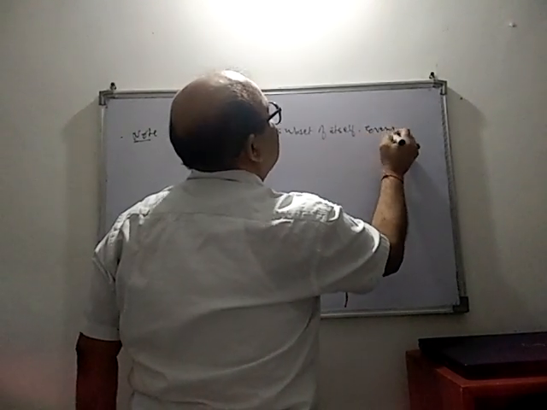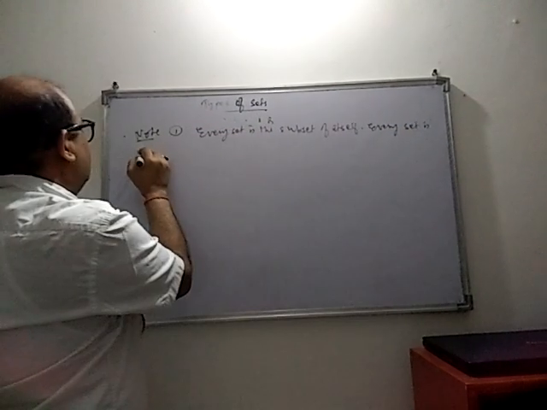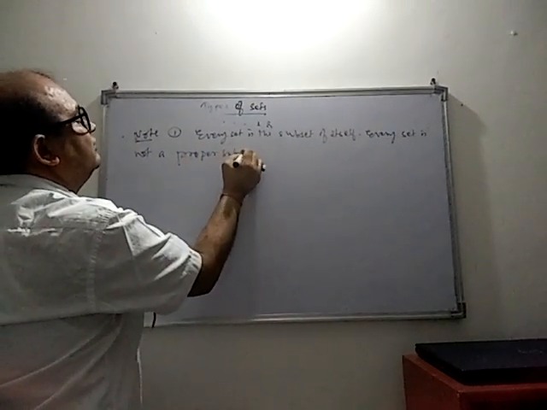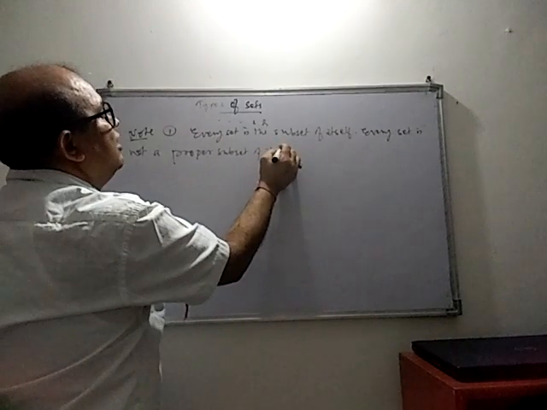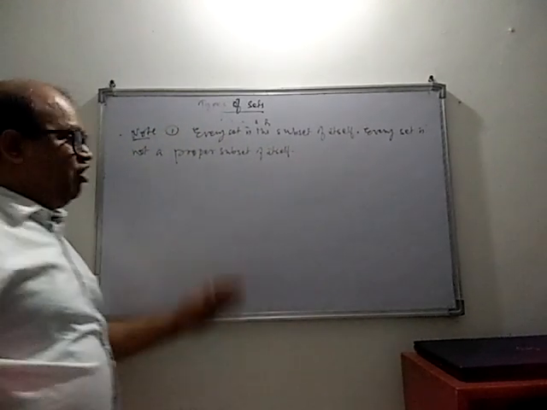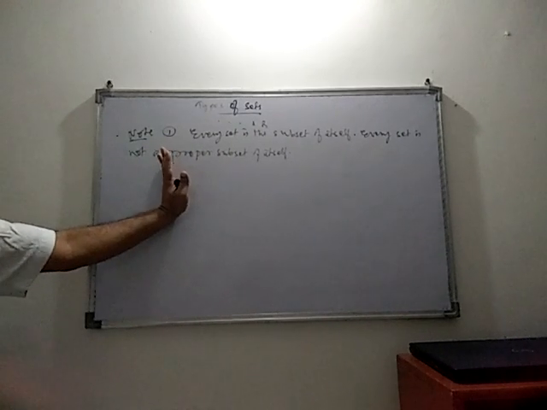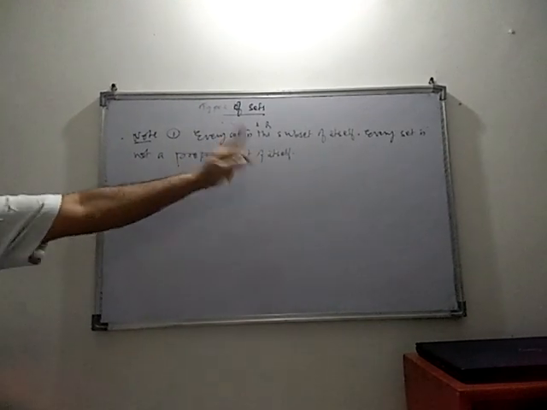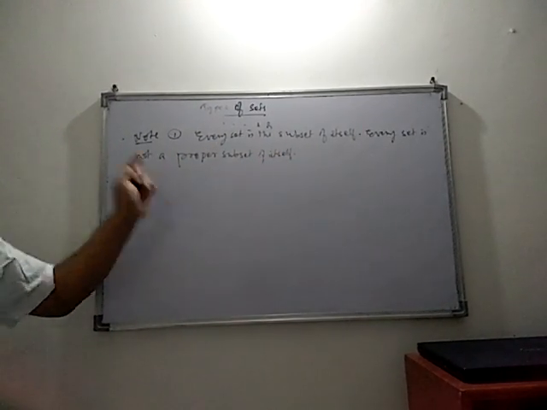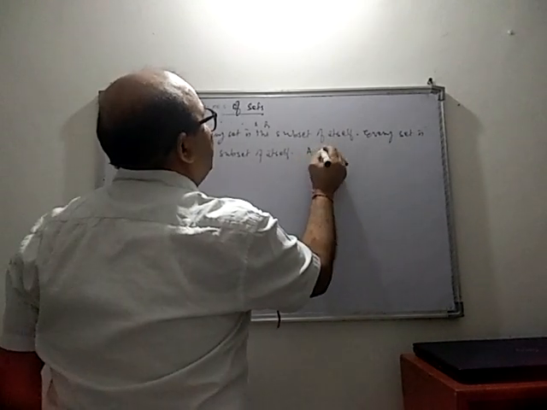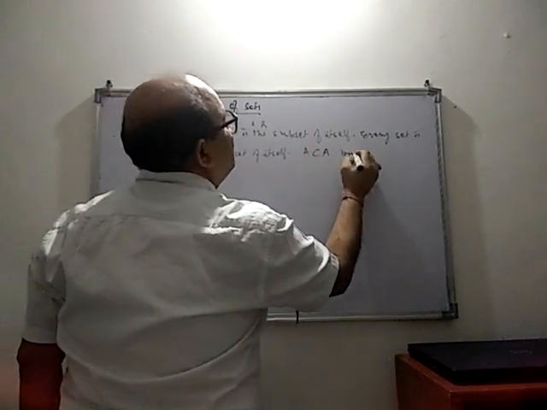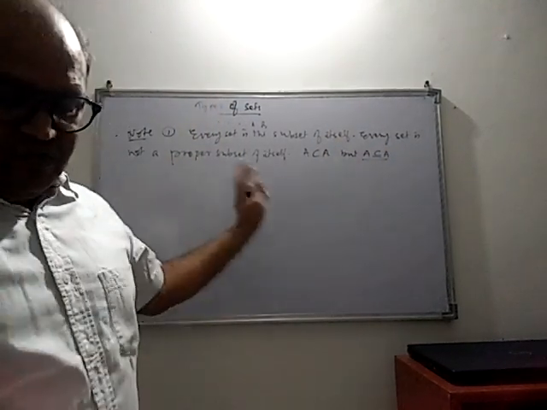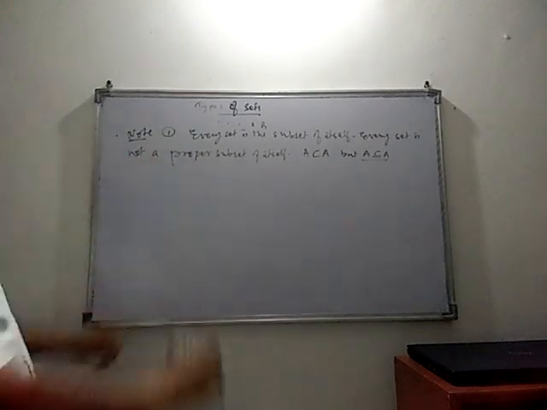But every set is not a proper subset of itself, because all elements of set A, suppose A is the set, belong to set A. That's why every set is a subset of itself, but not a proper subset of itself. Number 2: the empty set is a subset of all sets.